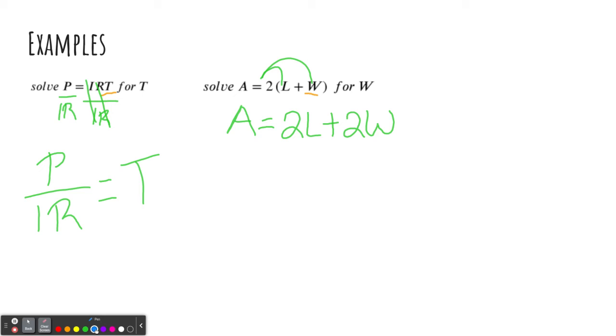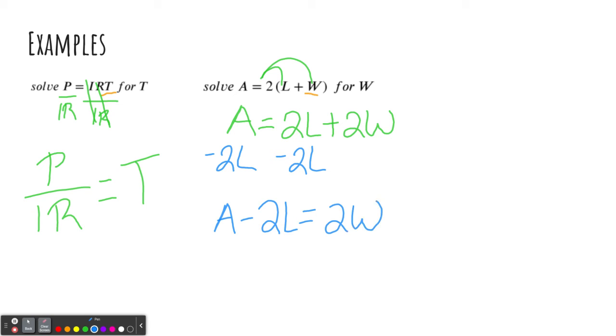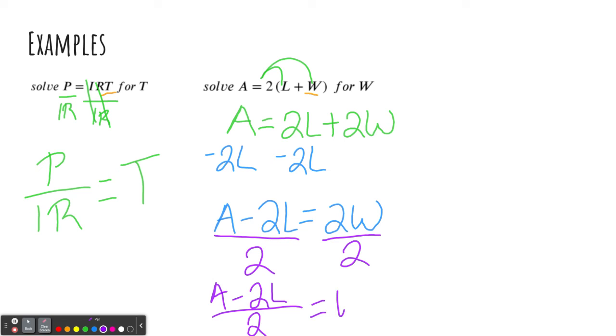Getting the W by itself means we have to get rid of this plus 2L. To get rid of a plus 2L, we're going to subtract 2L from both sides. So now we have A minus 2L equals 2W. We're going to cancel out that 2 in the 2W by dividing by 2. Our final answer is A minus 2L over 2 equals W.